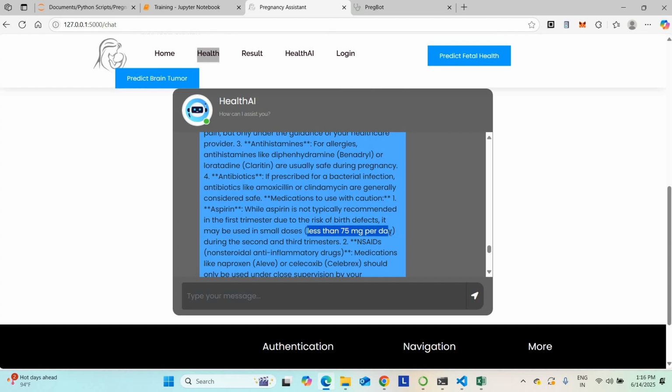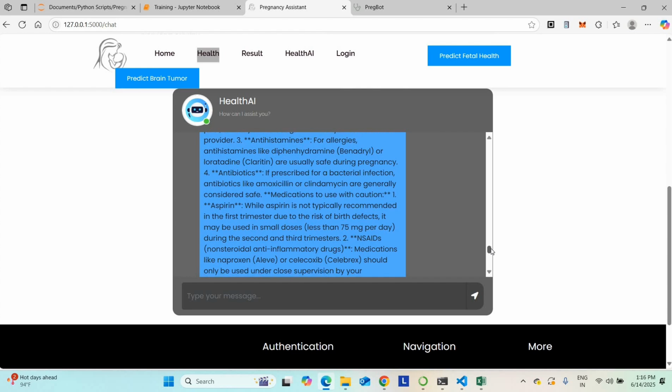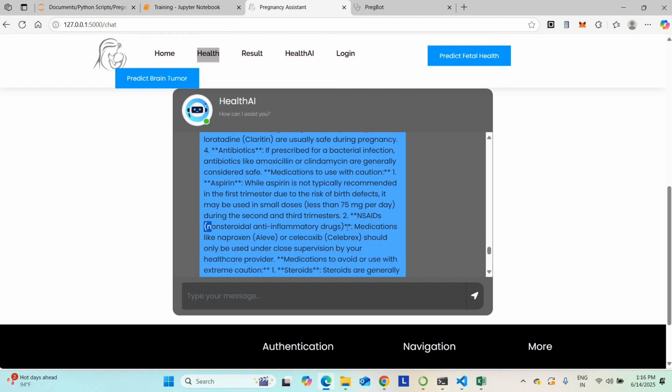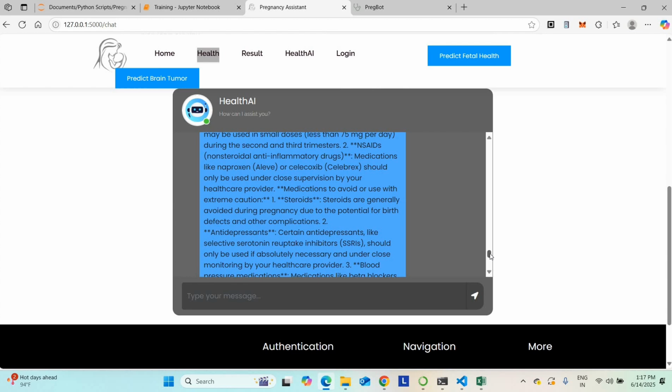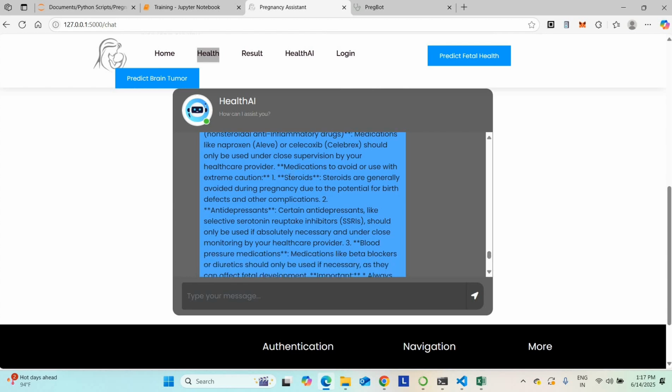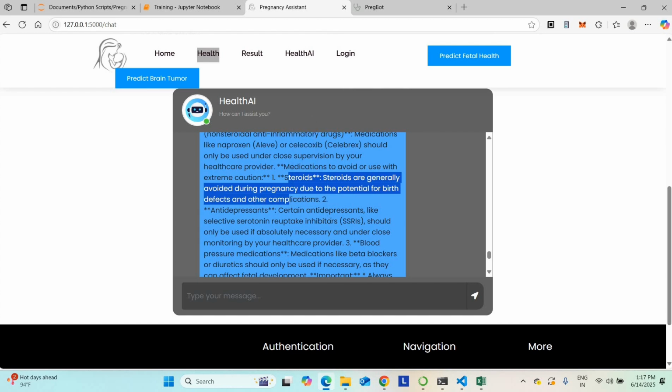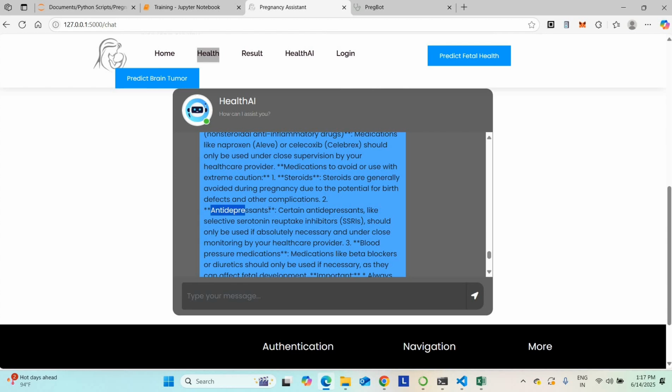Aspirin: it is suggesting the dosage also, 75 mg per day. Then it suggested non-steroidal anti-inflammatory drugs like naproxen as well as celecoxib. You should consult the doctor while taking these medicines. So it's suggesting some other content too: you should avoid steroids. Steroids should not be taken during your pregnancy period.